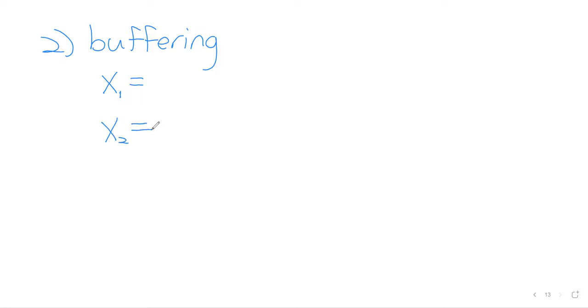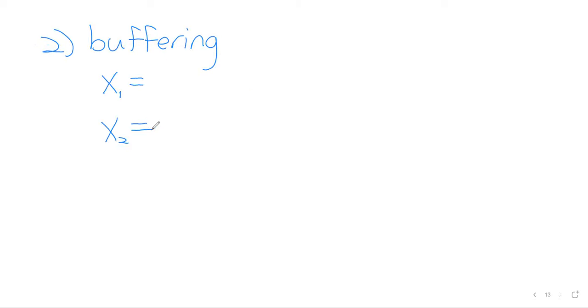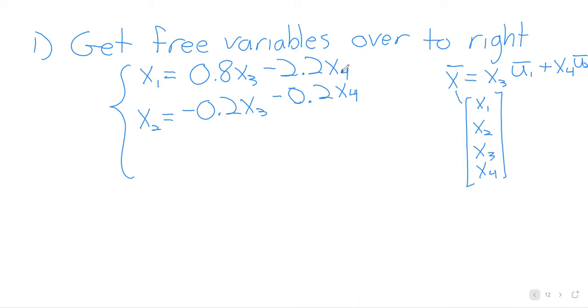And I call this a buffering step. This is just my terminology. It's not in the textbook or anything. But we have an equation for x1 and we have an equation for x2. And as is so often the case, I wish there were a quicker way to copy stuff over. Maybe there is, but 0.8, negative 2.2. There's our equation for x1. There's our equation for x2.